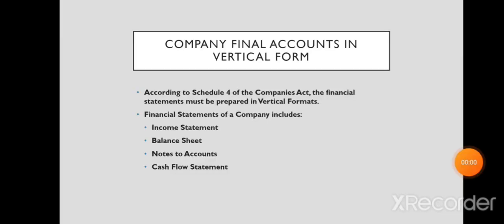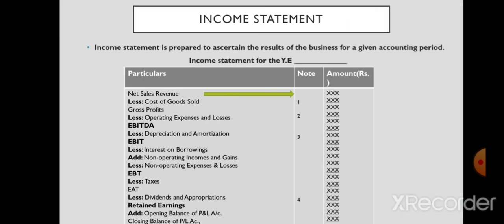So students, as I already told you, according to Schedule 4 of the Companies Act, the financial statements have to be prepared in vertical formats. The financial statements of a company include the income statement, balance sheet, notes to accounts, and cash flow statement. You are looking at the income statement format that has to be prepared according to Schedule 4 of the Companies Act.